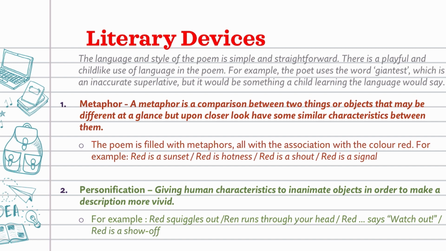Alright, first of all, the language and style of the poem is simple and straightforward. There is a playful and childlike use of language in the poem. For example, the poet uses the word giantess, which is an inaccurate superlative, but it would be something a child learning the language would say. So the language in this poem is rather simple and straightforward. For example, there are words that children would use, such as giantess.